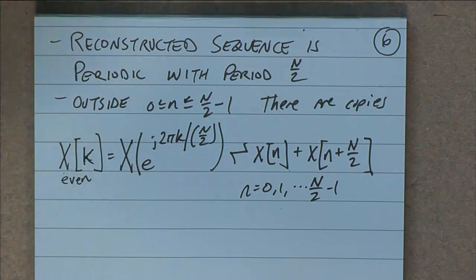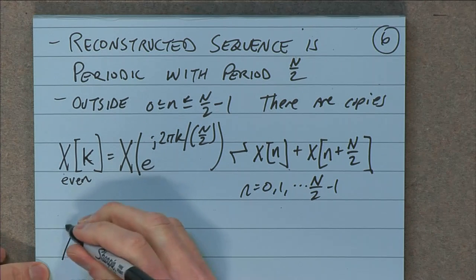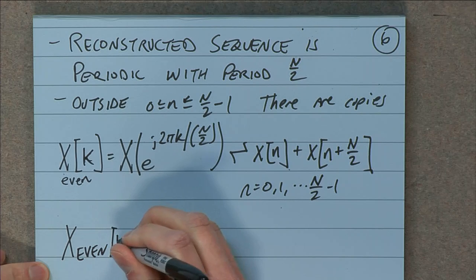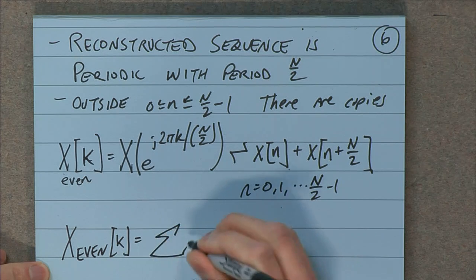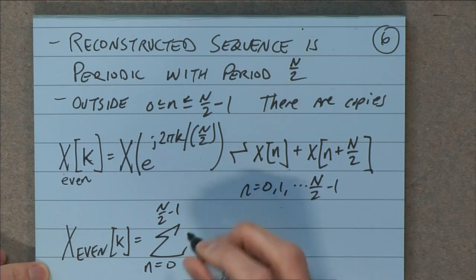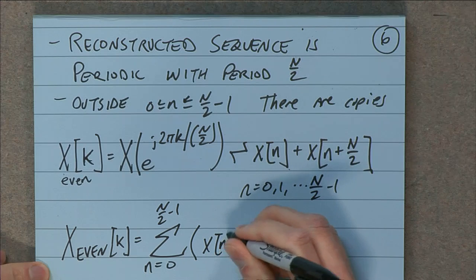So if we wanted to use the DTFT, or use the DFT, sorry, to implement it, we could say, okay, x even of k is just the N over 2 point DFT of the somewhat peculiar sequence.